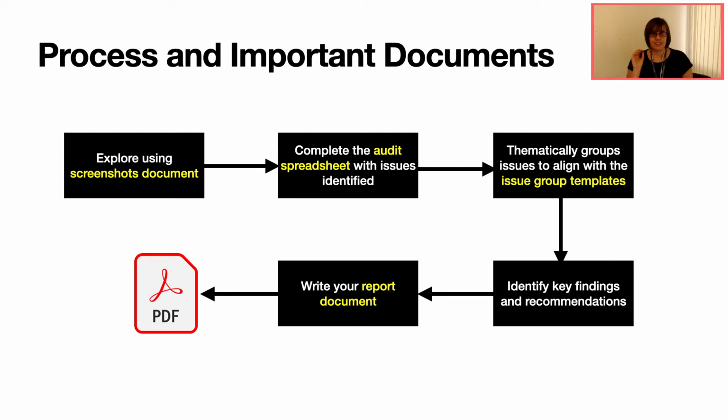There is a process, and highlighted here are key documents that you need, and I'll show you those documents in a second. So the first thing is that you're going to go to the screenshots document. This is a list of all of the pages that you have to do, and this is the scope for the report. So all the pages on the website will not be on there, just focus on the pages that are on there. From there, you will go to the audit spreadsheet. So this is a way that you can track issues across pages, look for similarities, look for differences, and start to give you a sense of how prevalent an issue is across the site. You'll then start to thematically group those issues together.